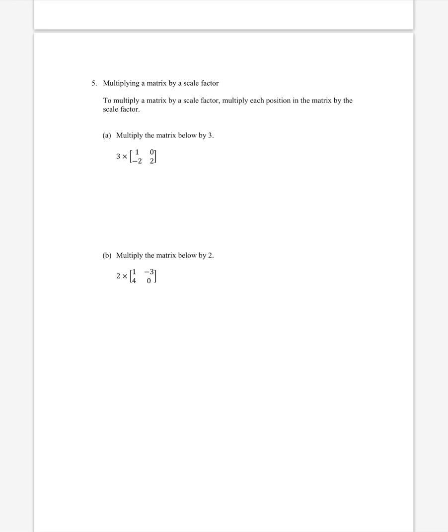Okay, so the first one I'm going to do, for my first term, I'm going to get 3 times 1 for the first part. Then I'll do 3 times 0, which will give me 0. And then 3 times minus 2 would give me minus 6. And 3 times 2 will give me positive 6. Try multiplying in B yourself. Here is the solution to B. Multiplying 2 by each of the terms, I get 2, minus 6, 8, and 0.